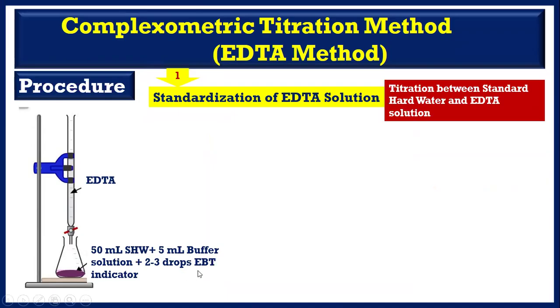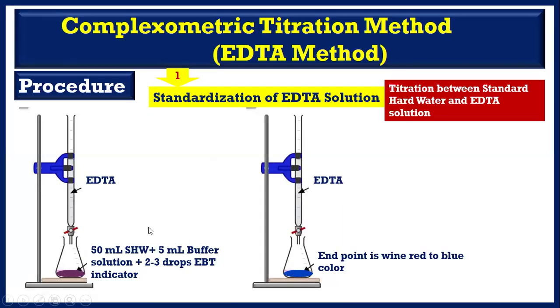So when we add EBT indicator in the standard hard water sample, since we know that standard hard water sample contained calcium ion, EBT changes the color of the solution to wine red because it forms a complex with the few calcium and magnesium ions. Now we are starting the titration by adding the EDTA solution. What is the end of this titration? The end of the titration is when the color of the solution becomes blue from the wine red. This is the end point of the titration.